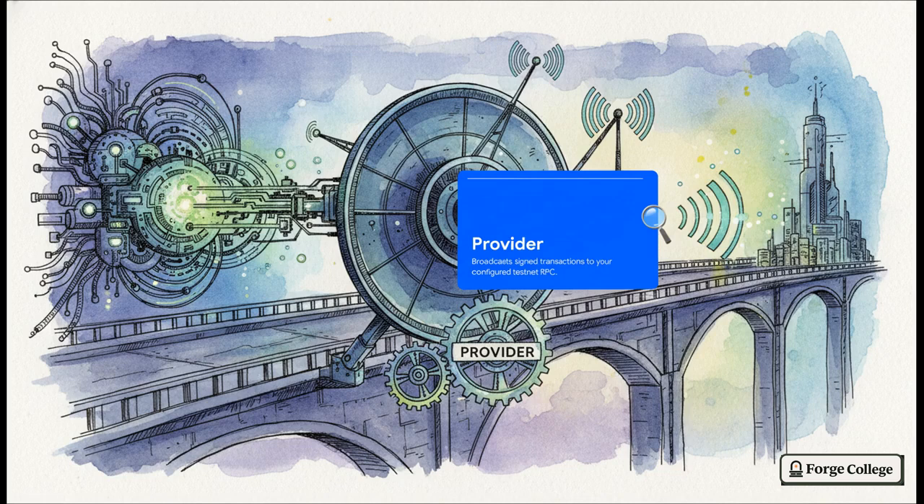Think of the provider as your mission control communication array. It is the network component that is entirely responsible for taking your deployment signals and broadcasting them out to your configured testnet RPC endpoint. Look, without the provider, your code is literally just shouting into the void.